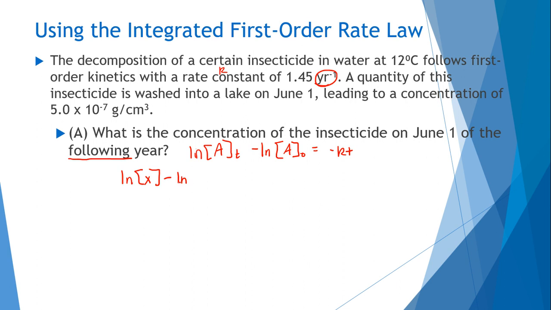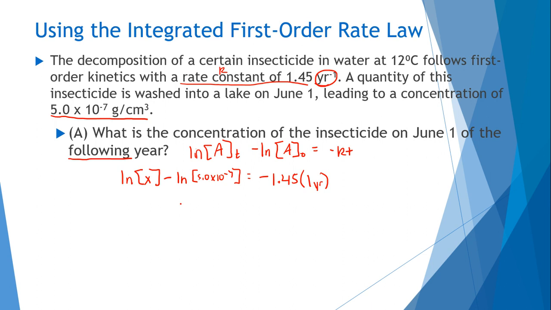I'm going to subtract it from the natural log of my initial concentration, which the problem gave us as 5.0 times 10 to the negative 7th. And this is all going to equal negative k. Remember from our problem, our k is this rate constant, and it says 1.45. And then for our time, it says the following year. Since our rate constant was given in years, it's okay for our time to be given in years as well. So I can just write 1 year here.